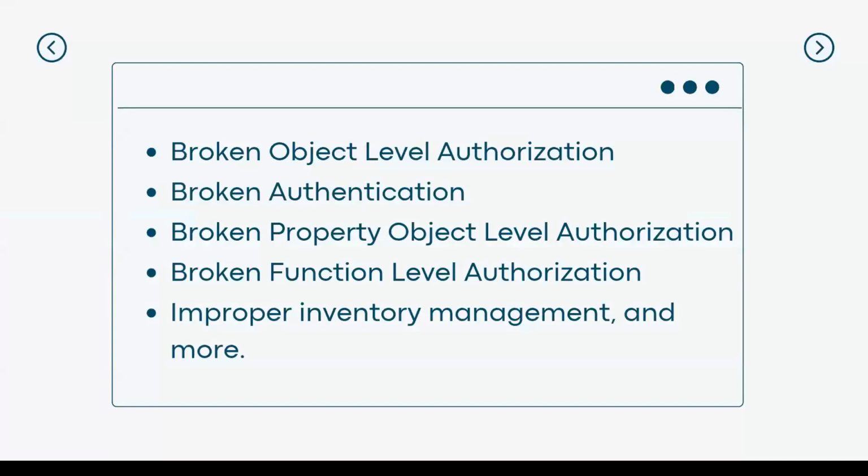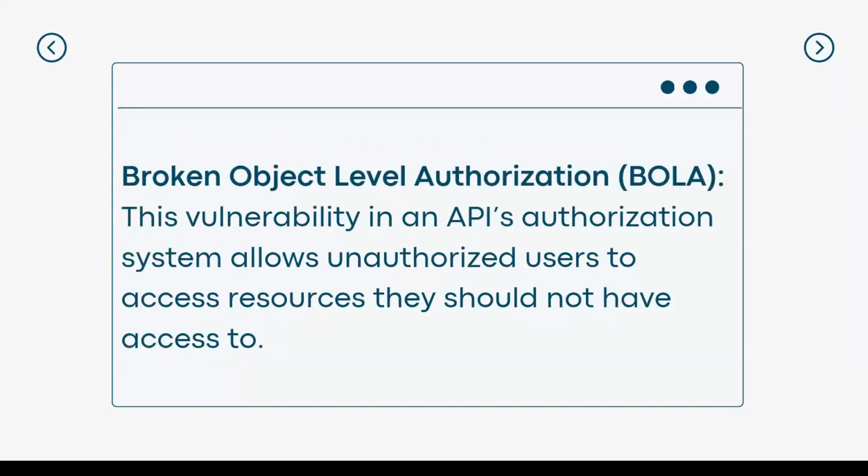We also have broken authentication in APIs, and broken object property level authorization. I will talk about them here. We also have broken function level authorization, and then we have improper inventory management and more. So what is broken object level authorization?